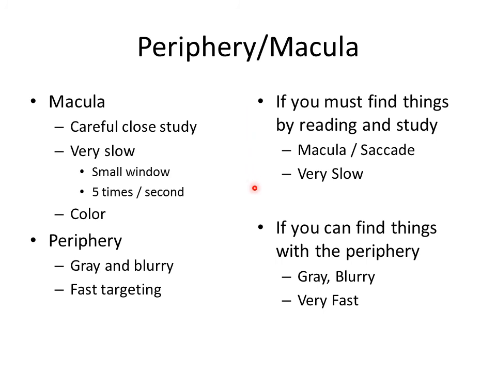So here's what this means for building user interfaces. If you are going to require your user to find things by reading and carefully studying them, you're going to have to use the macula and the saccade. That's the only place that'll give you that resolution, and it's going to be slow. Little tiny window, 5 times a second. However, if you organize your user interface so you can find things rapidly with the periphery, it's going to be gray, it's going to be blurry, but if you can do it, it's going to be very fast.